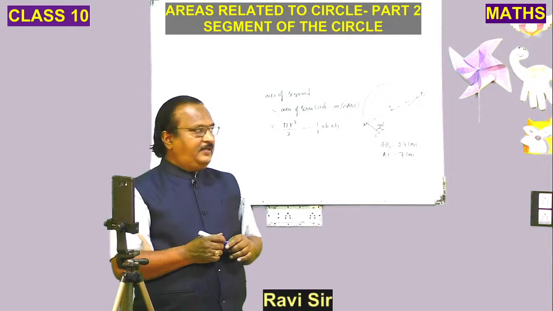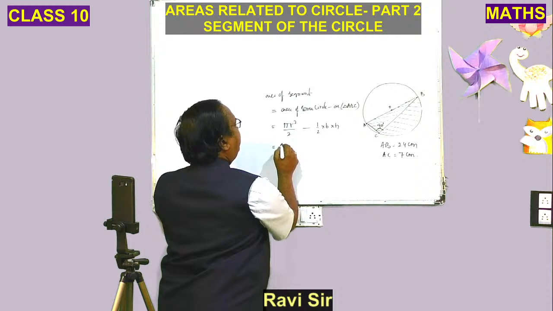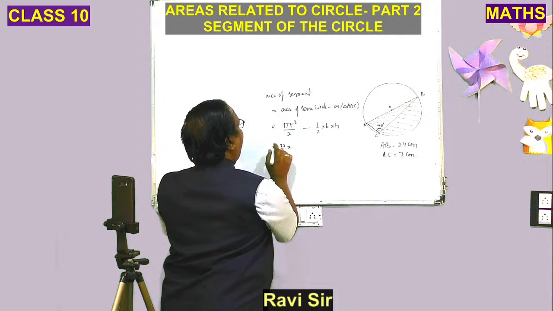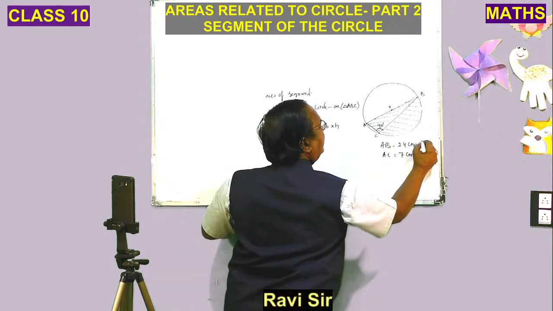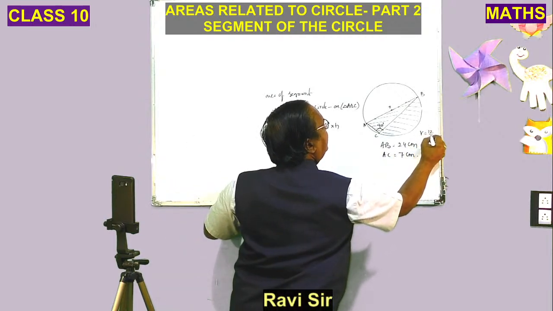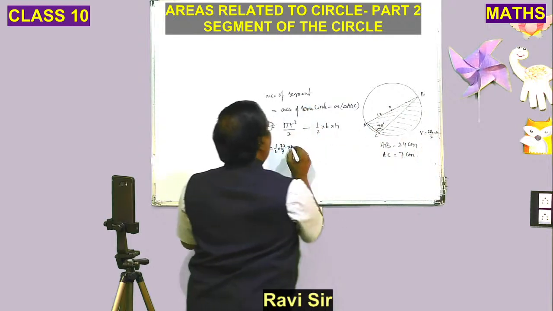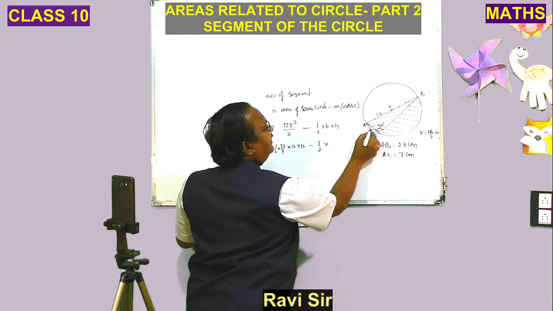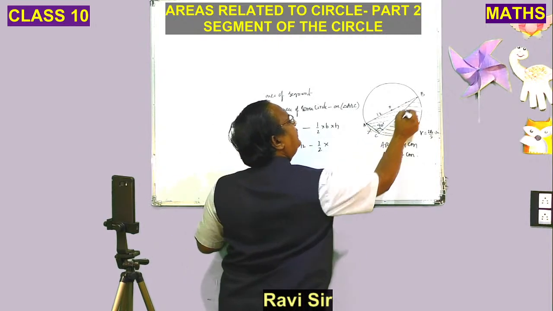Very good, Yash Narwade. So pi r square, pi how much? 22 by 7. I will write half first, half into 22 by 7 into, radius is how much? Radius is equal to 24 by 2, which is equal to 12. So 12 into 12 minus half into, this is 7. Okay. So half base into height.